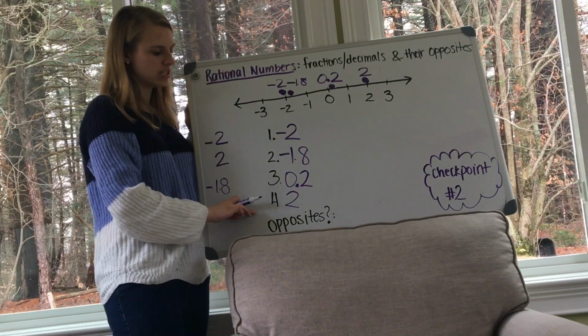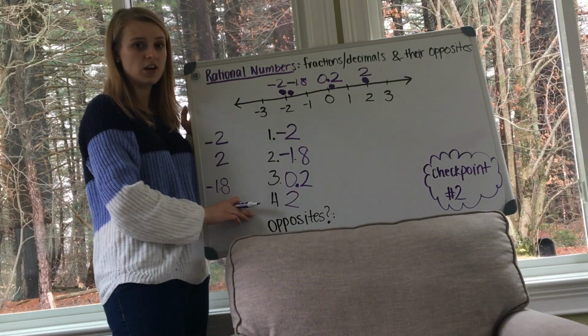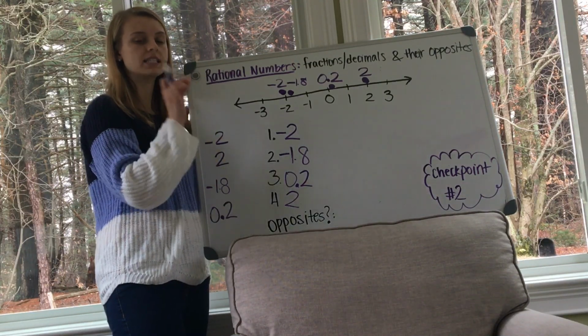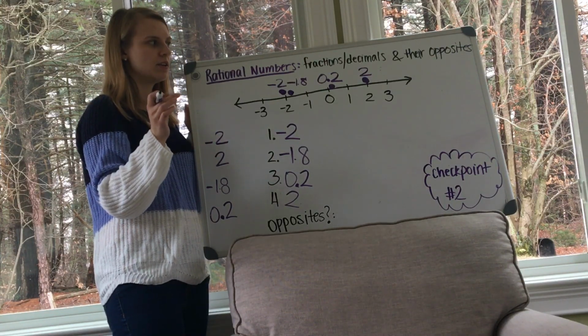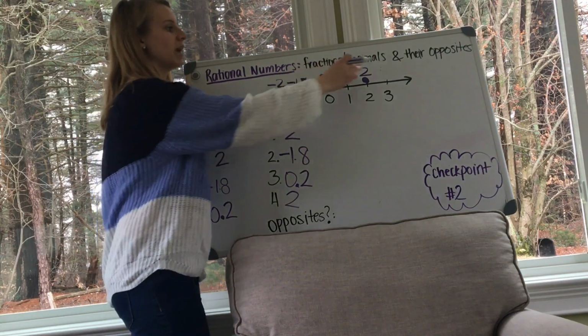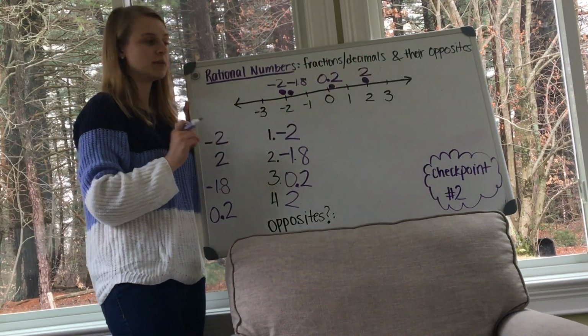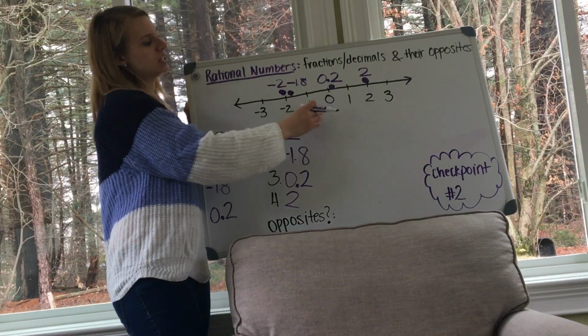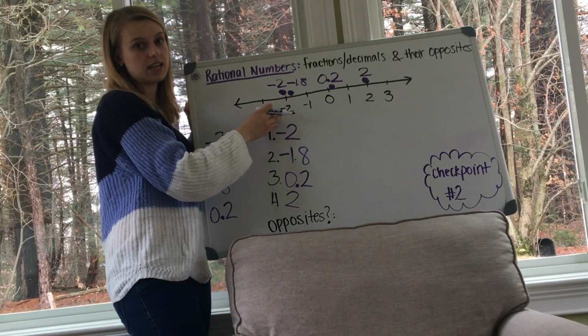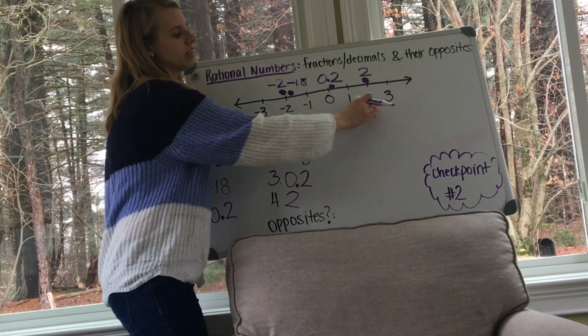And then the last question is, are there any opposites here? We remember that an opposite is a positive and negative of the same number. So we can see here that we have -2 and 2. They're opposites because they're both 2 away from 0. -2 is 2 to the left. It's a negative number. +2 is 2 to the right.